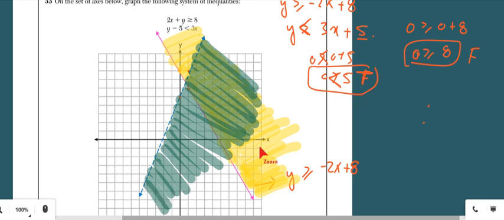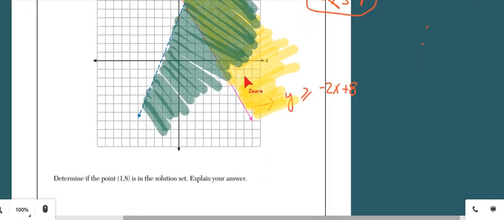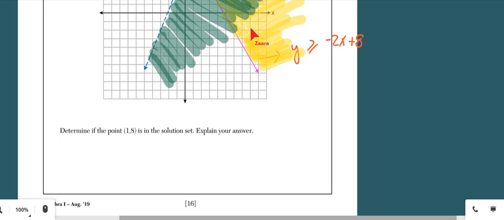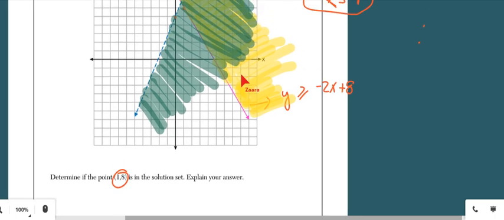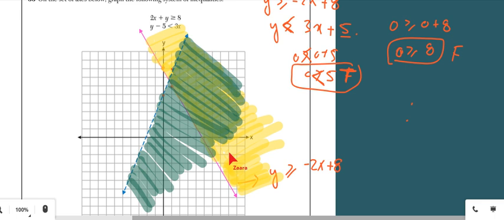Okay, now this is the region and the area where you can see the double shades, it is our solution region. But look at the question now. It says, is (1, 8) in our solution or not? So where is (1, 8)? This is 1, 1, 2, 3, 4, 5, 6, 7, 8. (1, 8) is this point. Can you see?